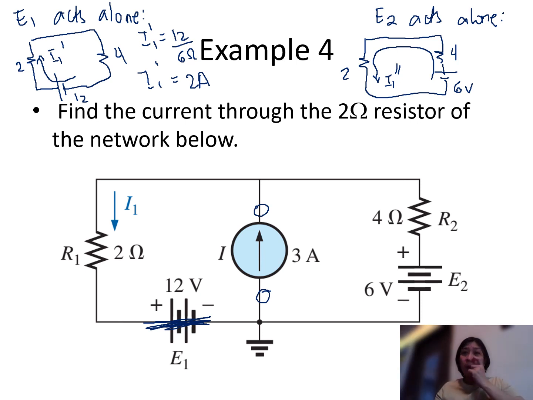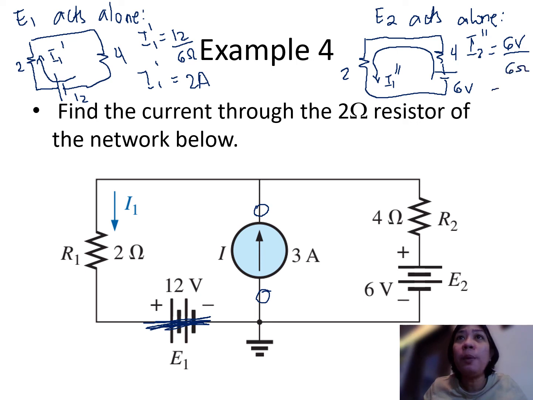Okay, and how are we going to solve for I2 double prime? It is simply 6 volts divided by the total resistance. What is the total resistance? 4 plus 2. Since this is just a series circuit, this is 6 ohms. So I2 double prime is equal to 1 ampere. So we have 2 sources already.